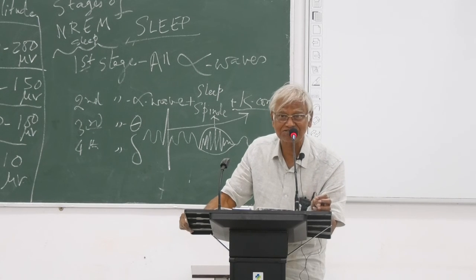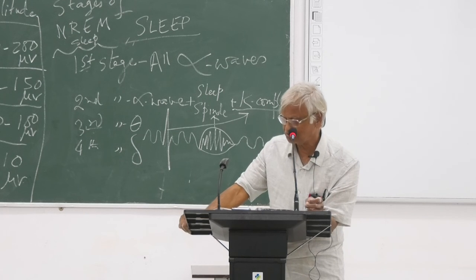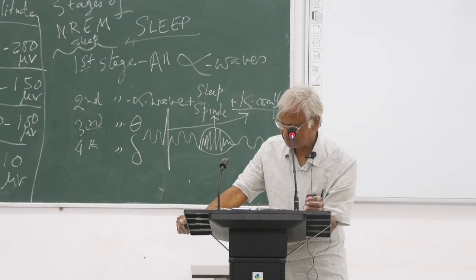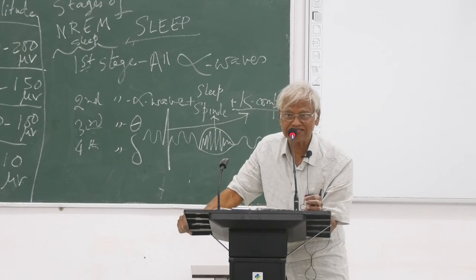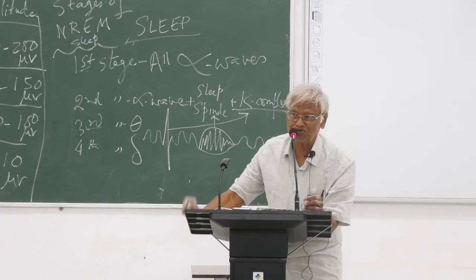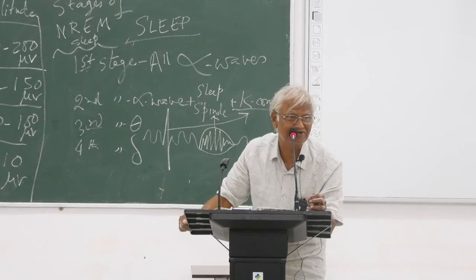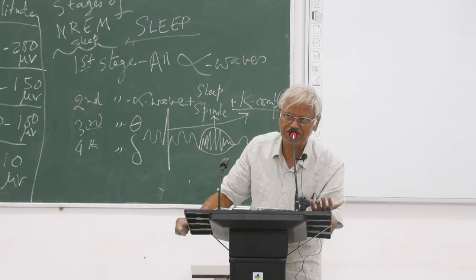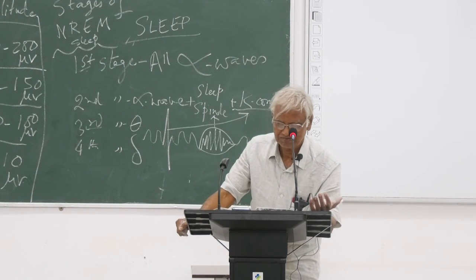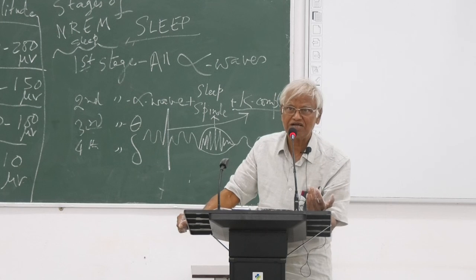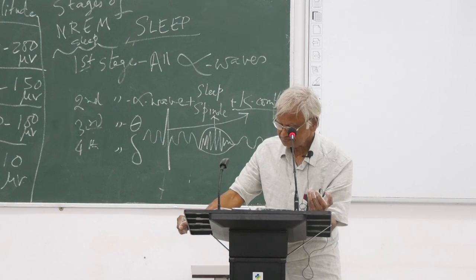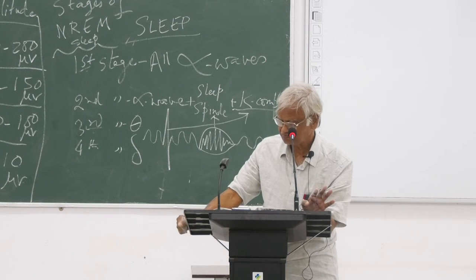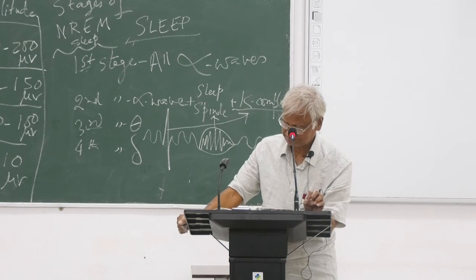So what are the features of REM sleep? Number 1, rapid eye movement. Number 2, dreams. Number 3, difficult to awake. It is difficult to awake the person during REM sleep, though he is nearer to wakefulness. Because during wakefulness you get beta waves, and during REM sleep also you get beta waves. Still it is difficult to awake the person.